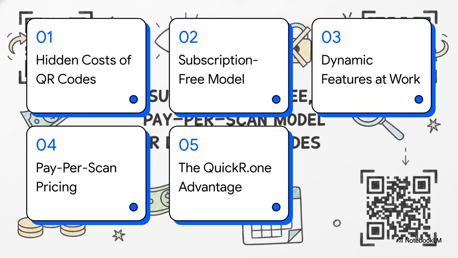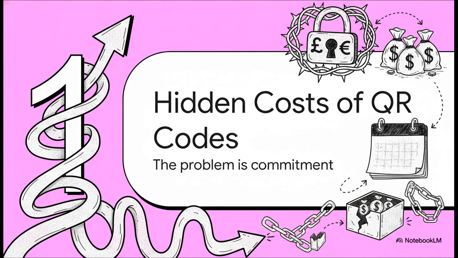So, here's our game plan for this explainer. First, we'll dig into the hidden costs of most QR codes. Then, we'll introduce a totally new subscription-free model. After that, we'll see how the dynamic features actually work, break down the pay-per-scan pricing, and finally, we'll pull it all together with the QuickR.one advantage. All right, let's dive into part one.